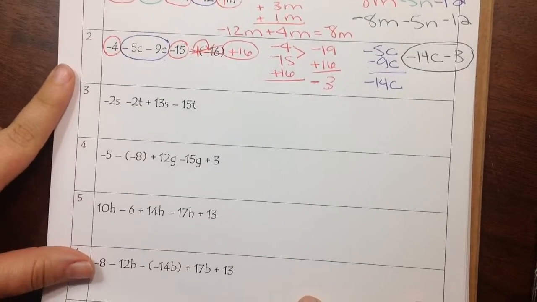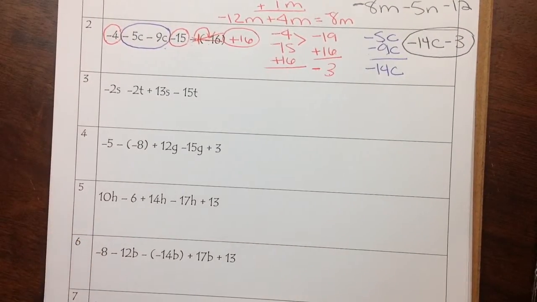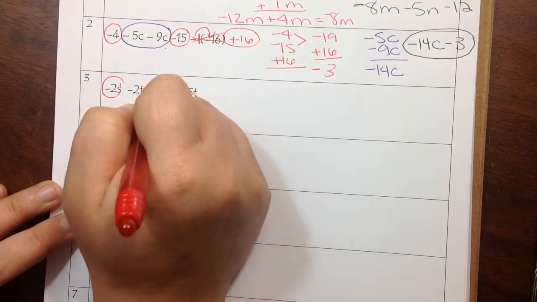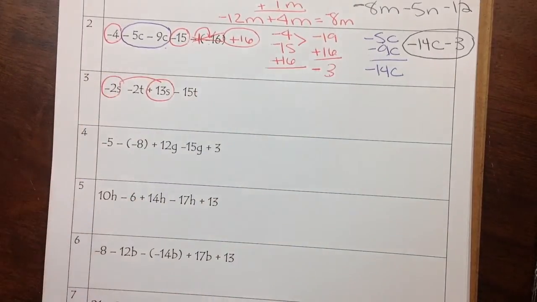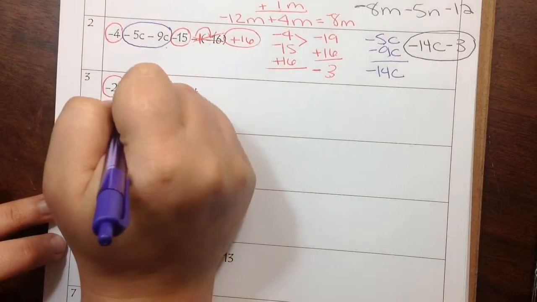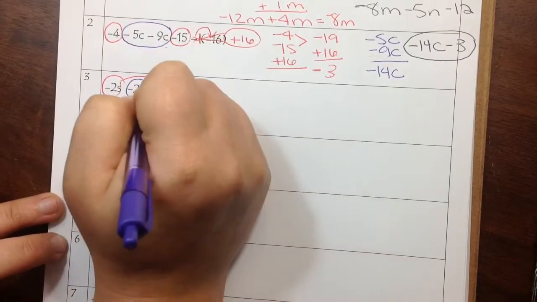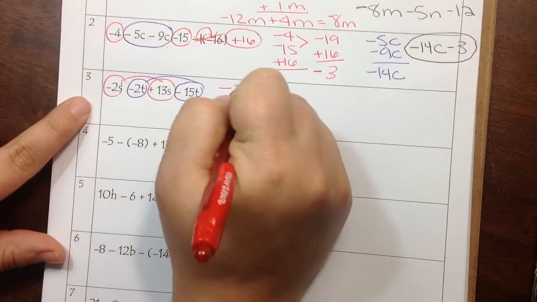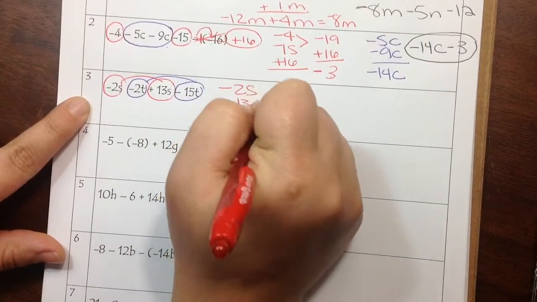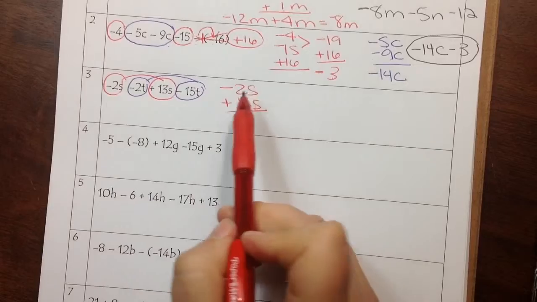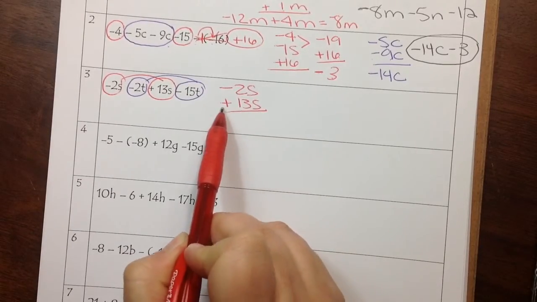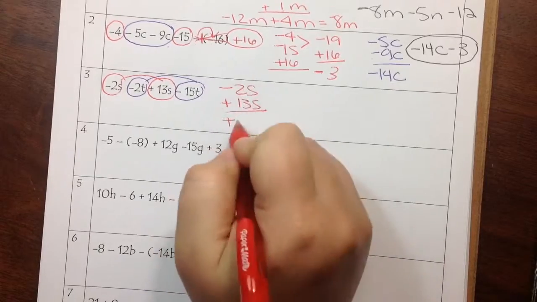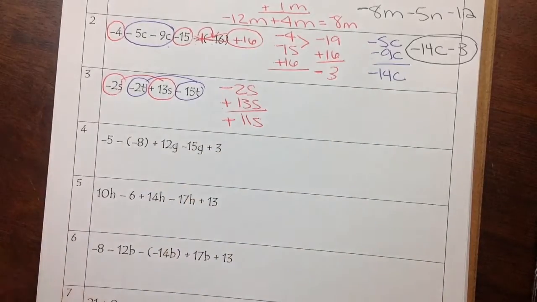Okay, let's do another one. I'm going to look right here. S's can be combined with S's because they are the same terms. And T's can be combined with T's because they are the same term. So I have negative 2s plus 13s. So the 13's bigger, so therefore my answer will be a positive, and then I just go backwards. 13 minus 2 is 11s.